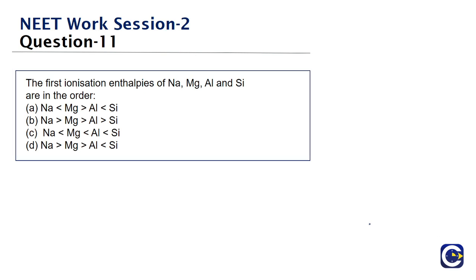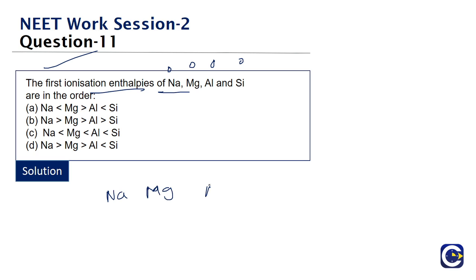Next we look at question number 11. The first ionization enthalpies of sodium, magnesium, aluminum, silicon. So we have to arrange them in that order. First ionization enthalpies. See, where are these elements? They all belong to a period, right? So sodium, magnesium, then aluminum, then silicon. So generally what is the observation when you move from left to right?